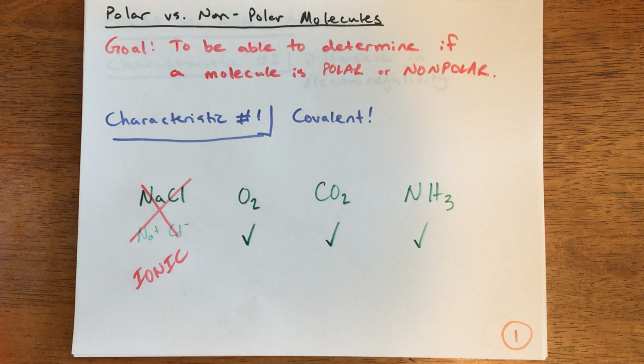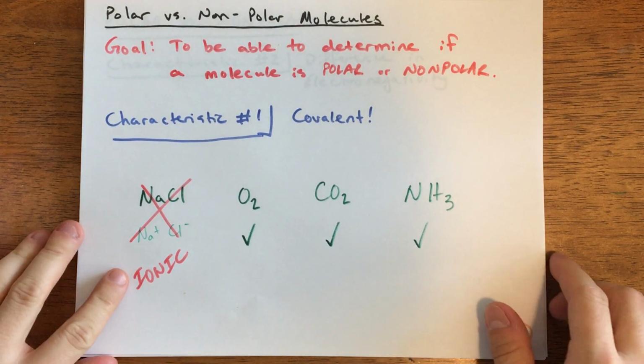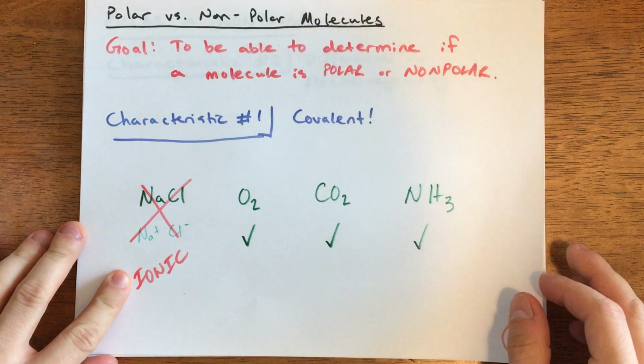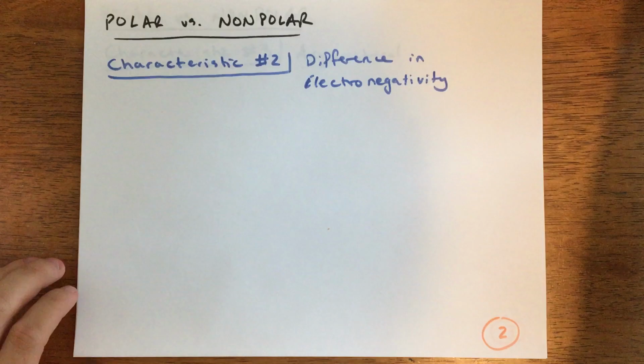So since we know those are covalent bonds, we know they're sharing electrons. They could be sharing them unevenly, which means it could be a polar compound, which means all three of those will move on to the next characteristic, so we can determine if they are in fact polar or not.